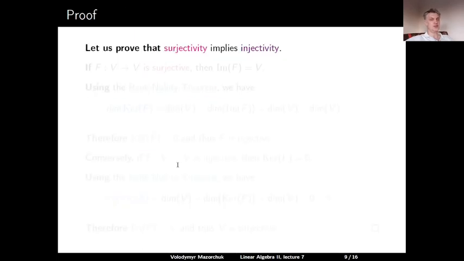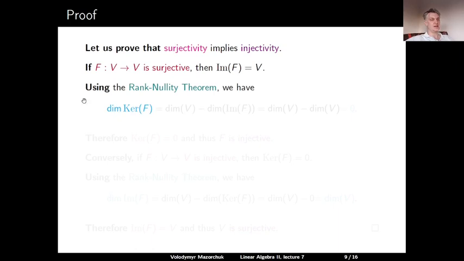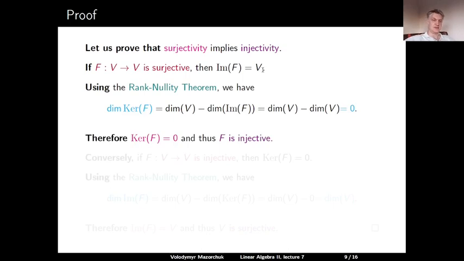So let us prove that surjectivity implies injectivity. So if f from V to V is surjective, then the image of f is the whole V. And now using the rank nullity theorem, the dimension of the kernel of f is equal to the dimension of V minus the dimension of the image of f. But the latter is equal to the dimension of V because the image of f is the whole V. And so the dimension of the kernel of f is 0. So therefore, the kernel of f is the 0 vector space, and we know that this implies that f is injective.